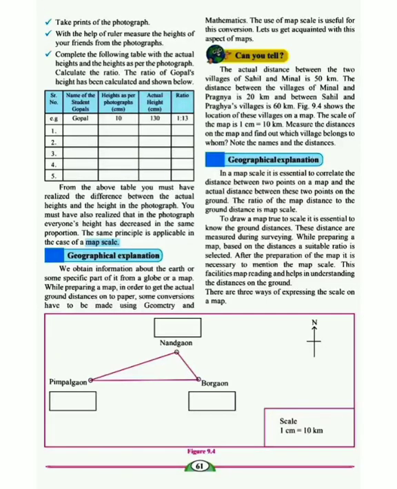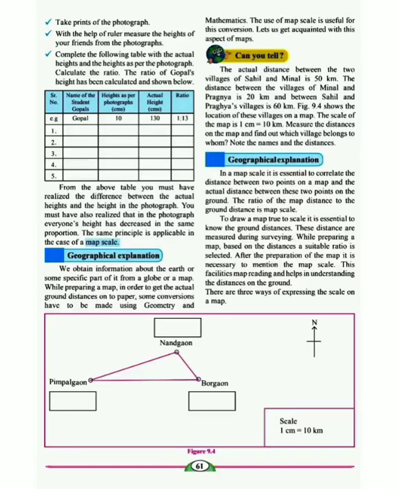Can you tell? Now this is something which they have asked you. The actual distance between the two villages of Sahil and Minal is 50 kilometers. The distance between the villages of Minal and Pragna is 20 kilometers, and between Sahil and Pragya's villages, 60 kilometers. Figure 9.4 shows the location of these villages on a map. The scale of the map is 1 centimeter to 10 kilometers. Measure the distance on the map and find out which village belongs to whom. Note the names and the distance.